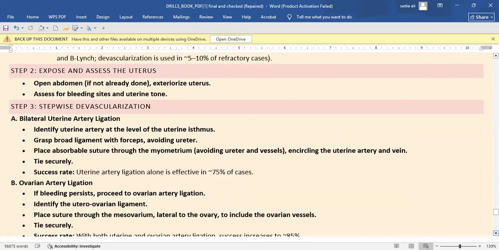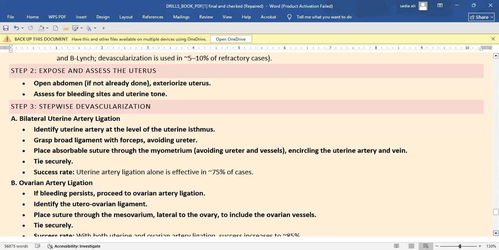Below the uterine artery, there is a ureter. We have to check the ureter also, and the ureter can be avoided while ligating the uterine artery. So it is at the level of the isthmus. Grab the broad ligament with a forceps, avoiding the ureter, and then place the absorbable suture through the myometrium, avoiding the whole uterus, and tie securely.